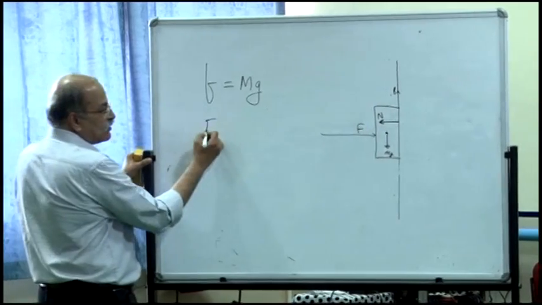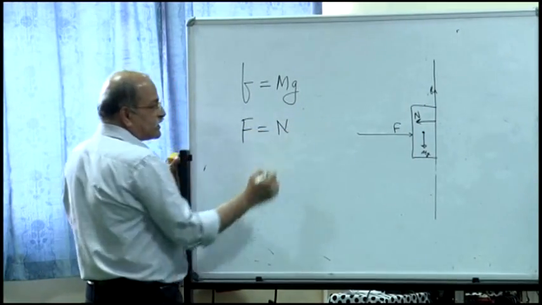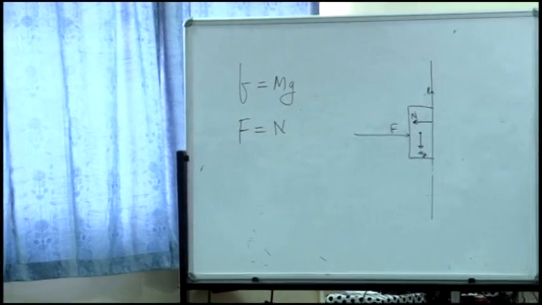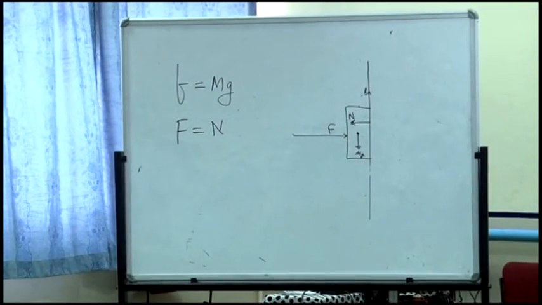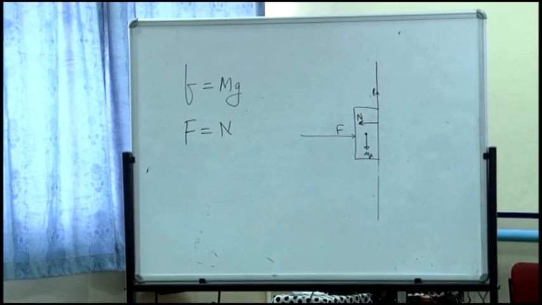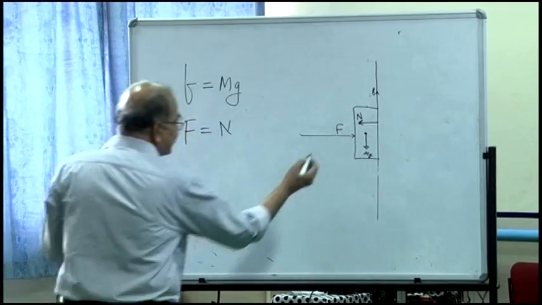Capital F is equal to, now let us take torque about some point, whatever point you choose. Which point do I take as origin? You tell me, whatever point you wish. Center of mass, okay, fine. So let us take the center of mass.